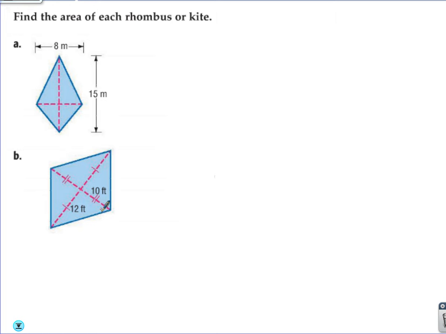So to find the area of a kite, the first one's a kite, not a rhombus, area is equal to 1/2 diagonal 1 times diagonal 2. How would I multiply this together? I do half of 8 first, which is 4. 4 times 15, 60.